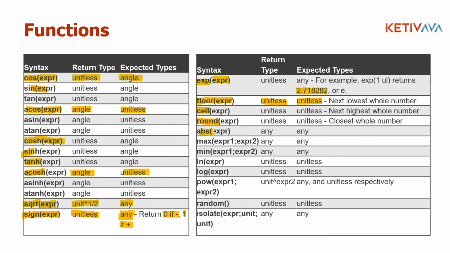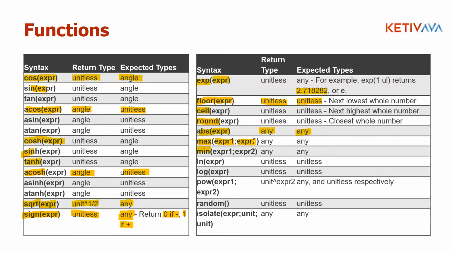All right, ABS is going to be your absolute value, which just takes whatever the expression is, whether it's positive or negative, and always returns a positive value. And it will take whatever units you like and spit it back in those same units, which is what you'd expect.